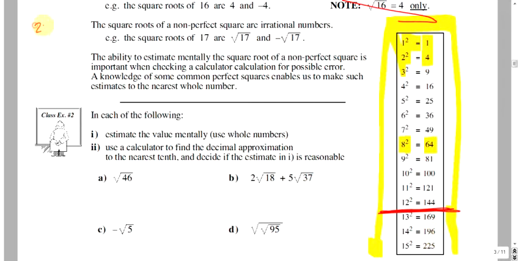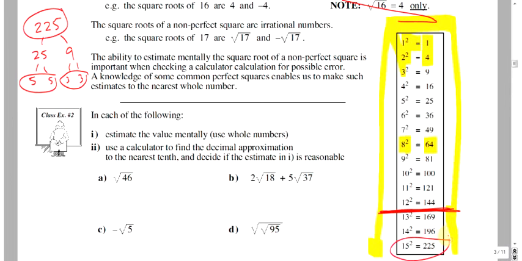225. Is that a perfect square? Pretend you don't see it on this table. How do you find out? Well, as a little preview to your quiz, you prime factorize. That's 25 times 9, right? And this is 5 times 5. This is 3 times 3. Are those all prime numbers? Is that prime factorized then? Are these all in pairs? That means this is a perfect square. And hey, there it is.